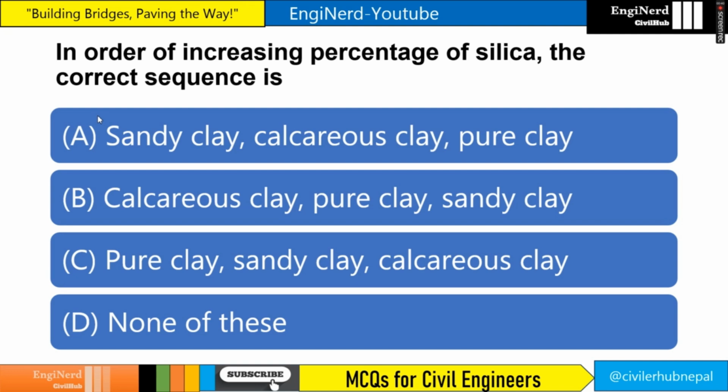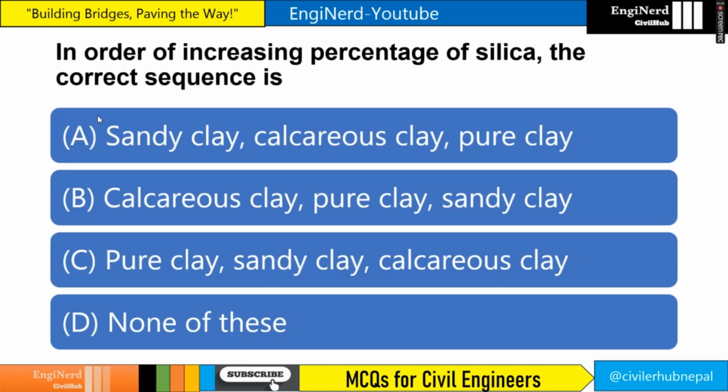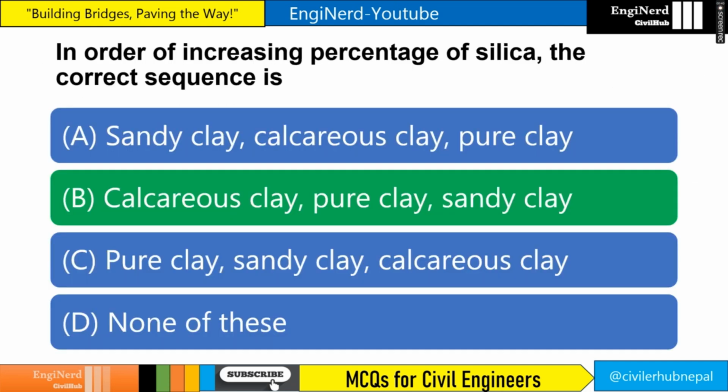In order of increasing percentage of silica, the correct sequence is, if you see here, the options are sandy, calcareous, pure, calcareous, pure, sandy, calcareous. If you see here, in the calcareous it is silica is 35%, and in the pure clay it is 50, and in sandy it is 66%. So calcareous, pure and sandy is the answer. 35, 50 and 66, right?